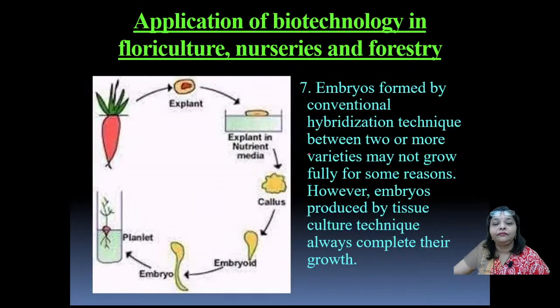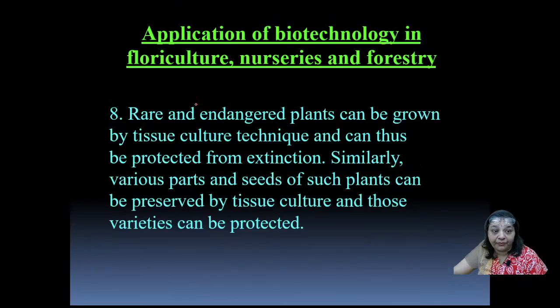Okay. Another application, if you see the embryos that are formed by conventional hybridization technique between two or more varieties may not fully grow for some reasons. Sometimes it so happens that the hybridization technique goes wrong and the hybrid variety cannot be produced properly. In that case, the embryos which are produced by the tissue culture technique always complete their full growth. So this is also very, very important.